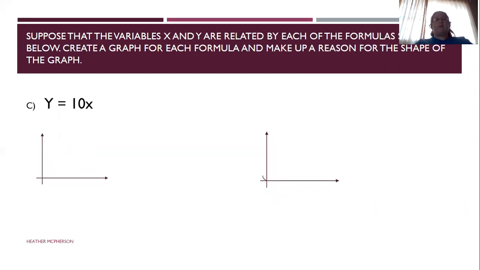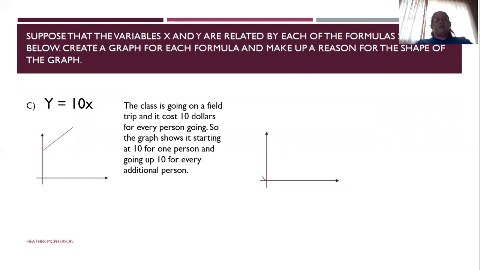C, y equals 10x. So you're going to start your graph at 10, and it's going to go up by 10. So the class is going on a field trip, and it costs $10 for every person going. So your graph shows it starting at 10 for one person and going up 10 for every additional person.